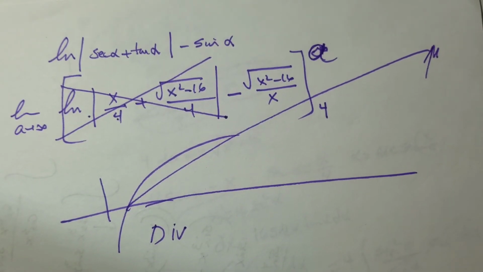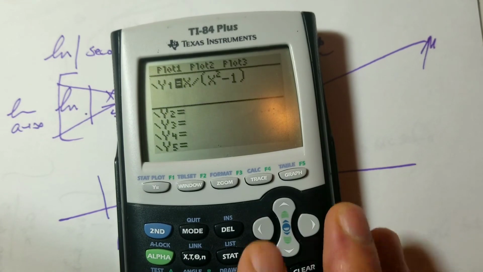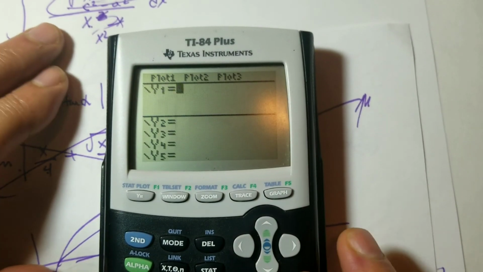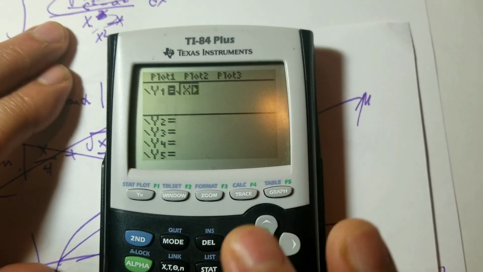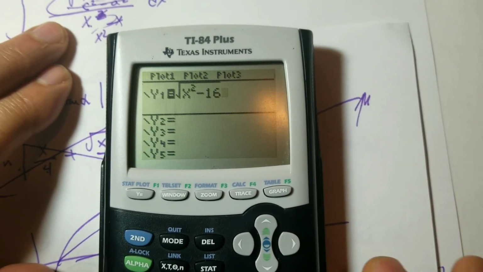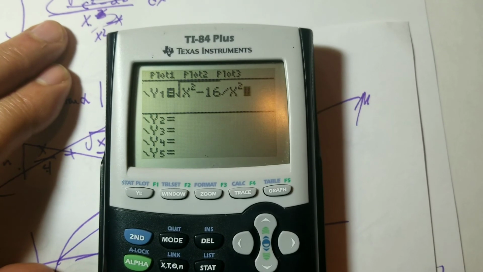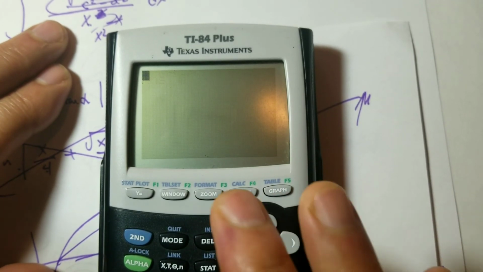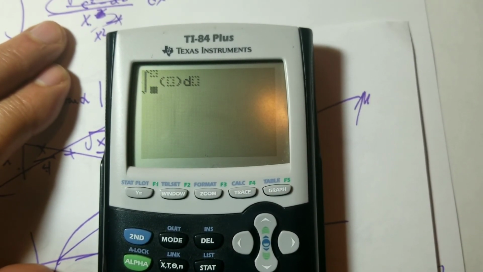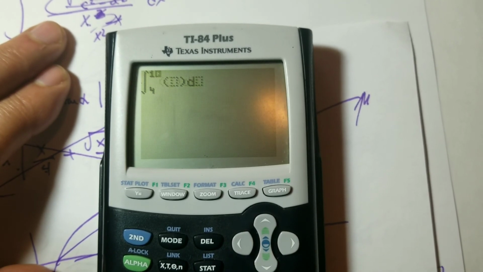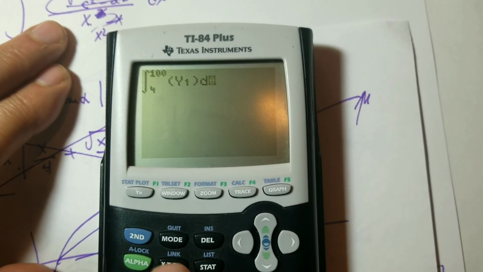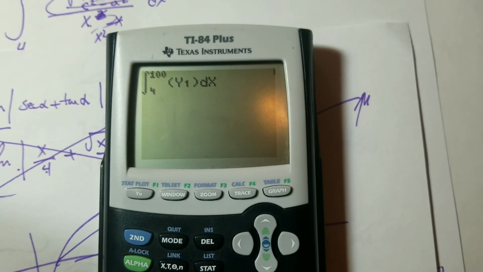I really am a little bit tired, but I want to make sure to check my work. If I did it right, fine; if I didn't, I'm going to come back and find my mistake. I go right here and I put the square root of x squared minus 16 divided by x squared. I'm going to go to math number 9. I can put 4, but I cannot put infinity. I'll put 100. And I'm going to put a variable y1 and an x. I'm going to say what is the area under the curve.